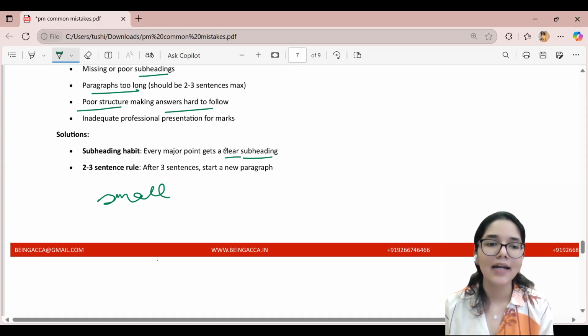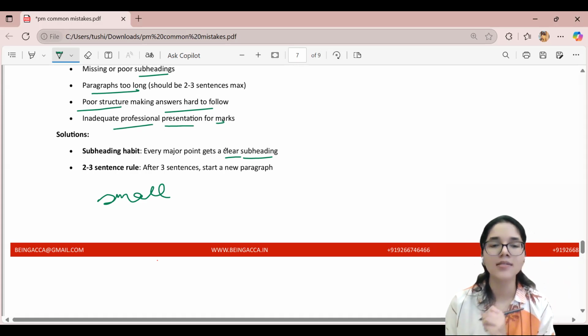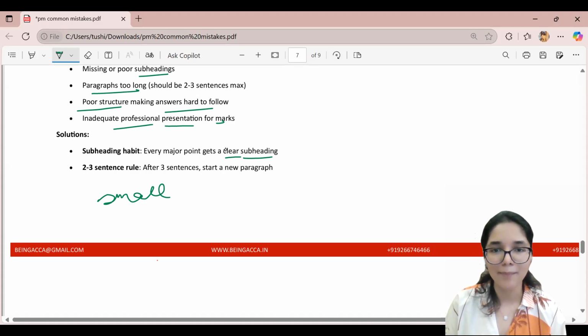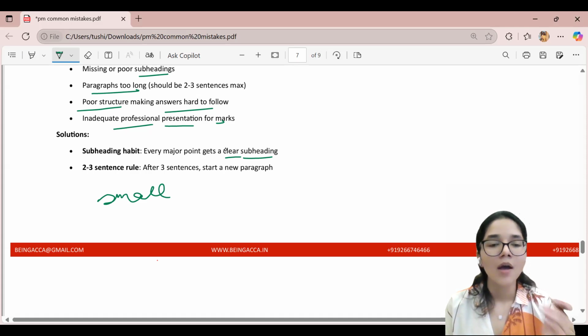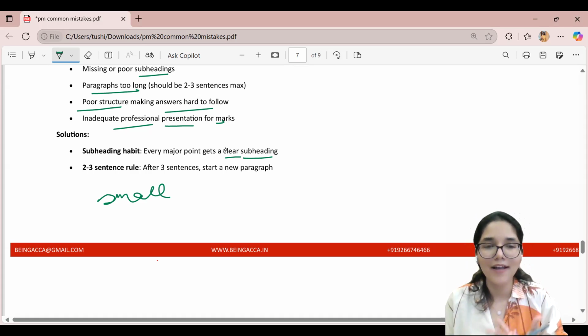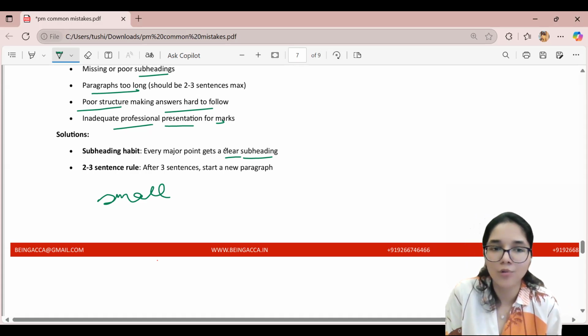Another thing is inadequate professional presentation for your marks. Ideally, this is not a professional level paper of the ACCA exams, but you're still at the skill levels where you are eventually heading there. ACCA is a professional qualification.